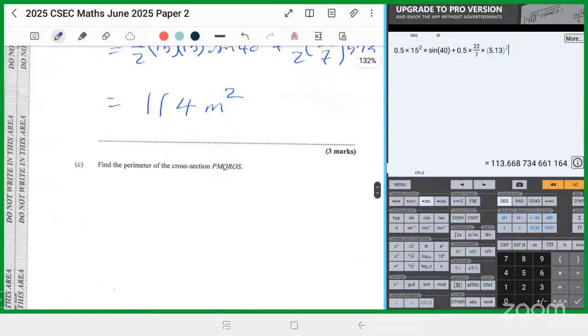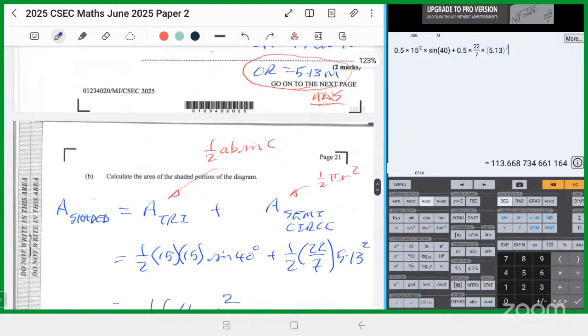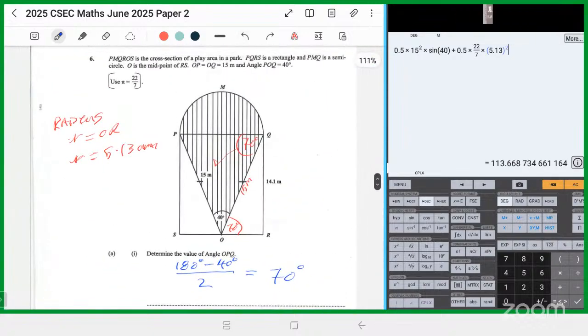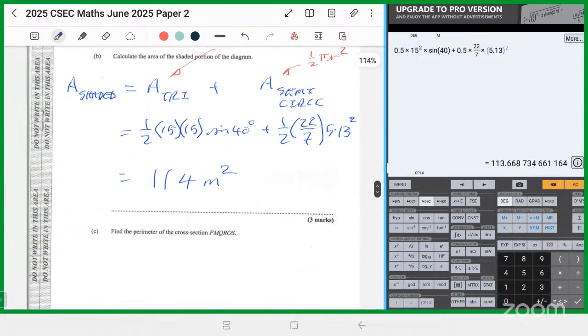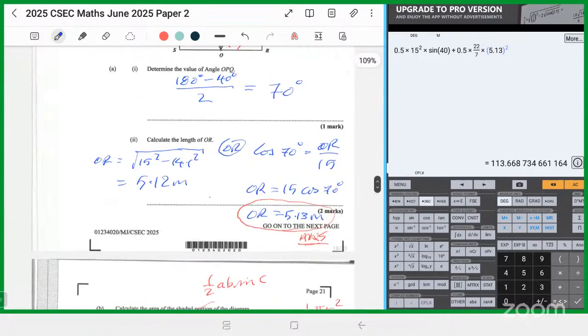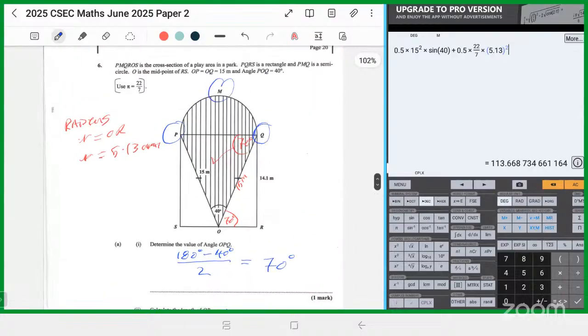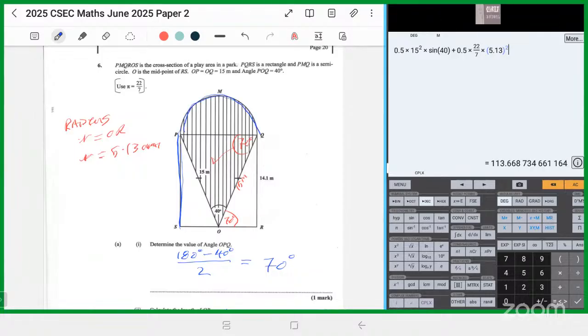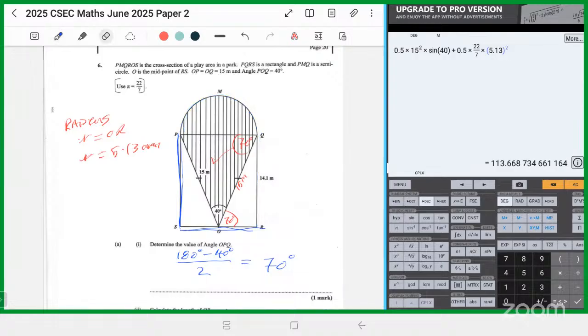Next part says, find the perimeter of the cross section PQR. So perimeter is everything around this one, everything around the outside. All right, let's add on the pieces of the diagram.